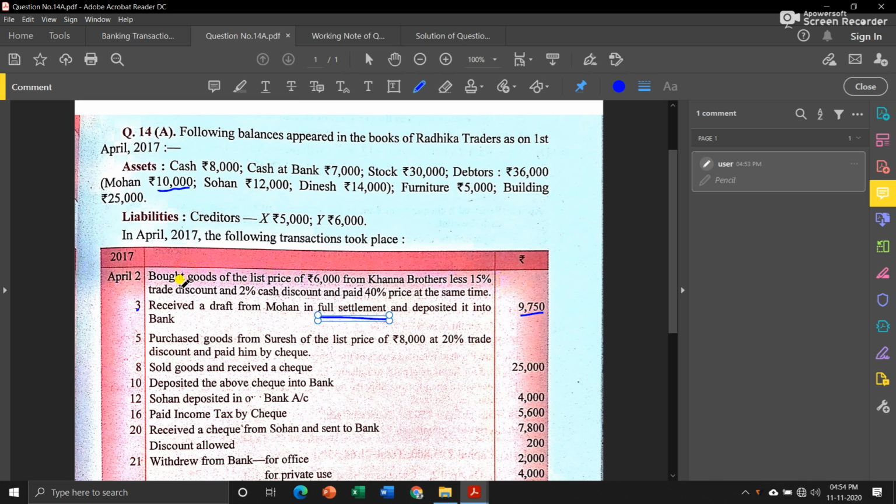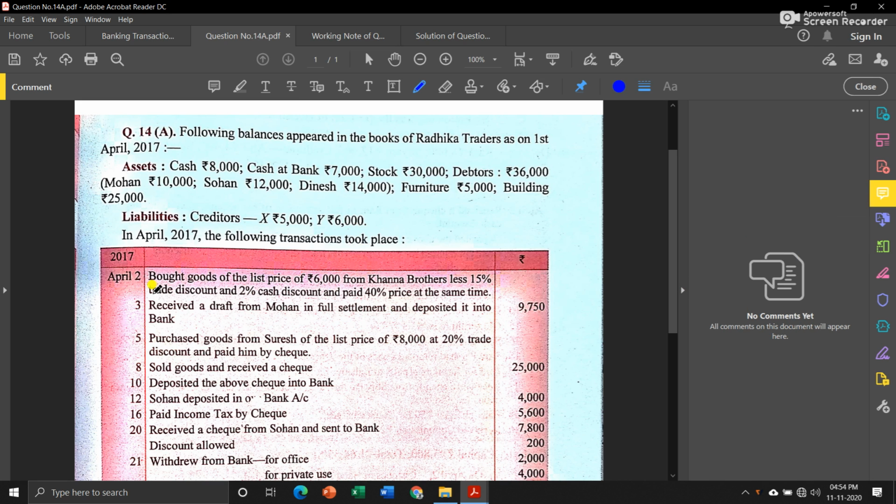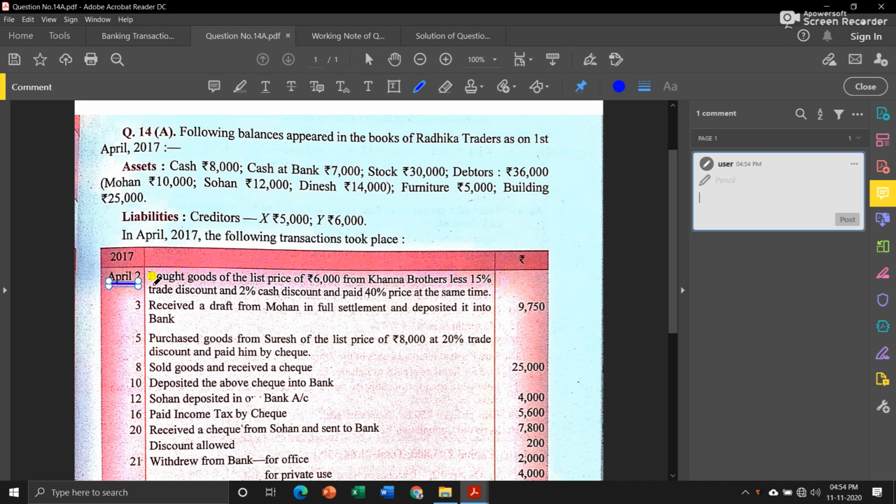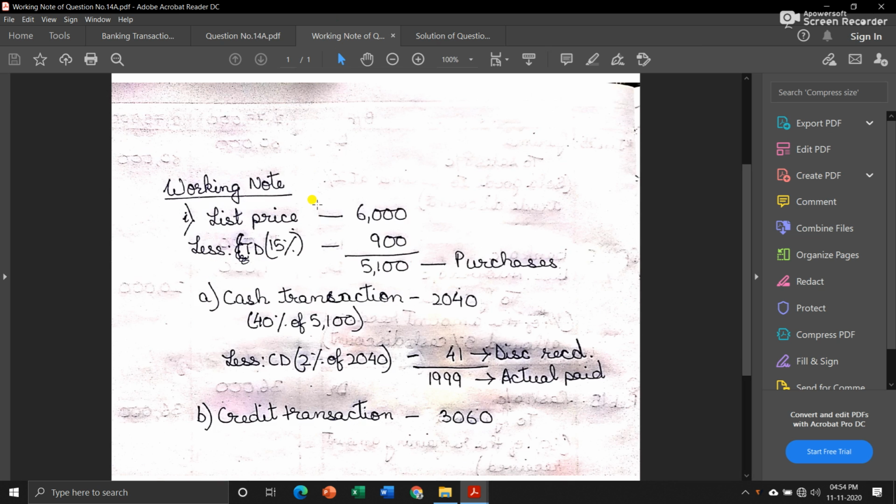Sorry, I skipped one transaction, the transaction that took place on April 2. Bought goods of list price 6,000 from Khanna Brothers, less 15% trade discount and 2% cash discount, and paid 40% of the price at the same time. Since we have already done this type of transaction in one of our previous sessions, we will see the working note.